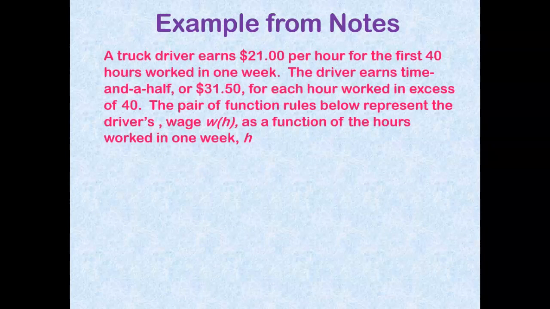So if we look at this truck driver problem, this is actually a piecewise function that consists of two lines because the driver earns two different rates. He earns one rate that's $21 per hour for the first 40 hours that he works in 1 week, but then he earns $31.50, or time and a half, for hours that he works over 40. So this is a piecewise defined function using two linear functions, and this is specifically looking at the wages as a function of the hours worked in 1 week, which we called H.